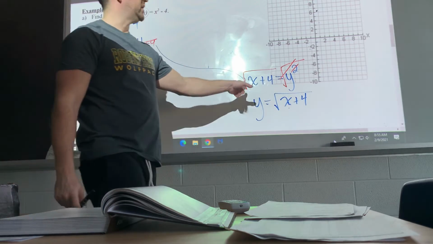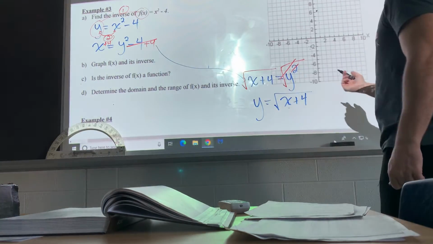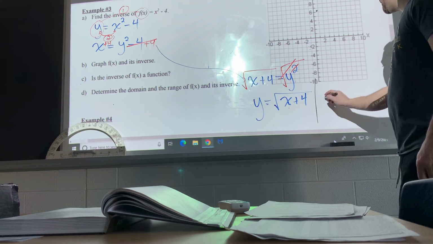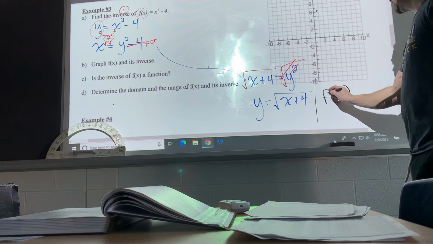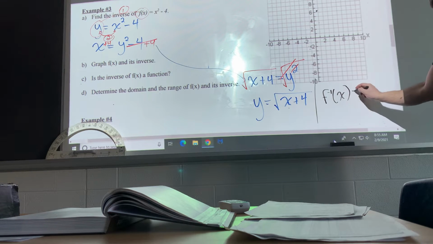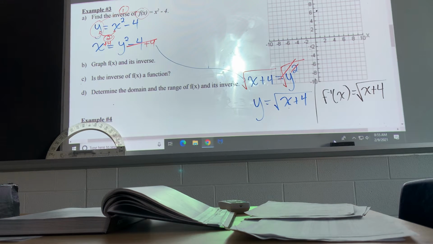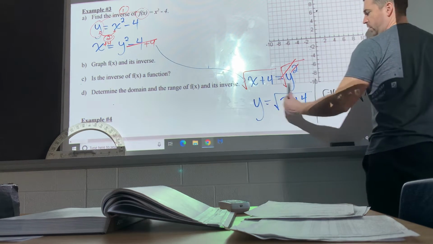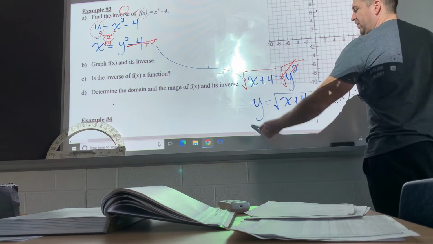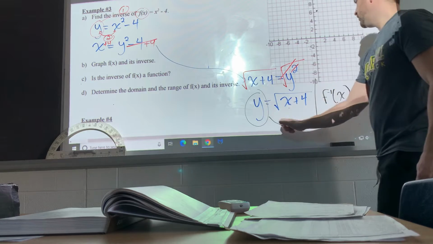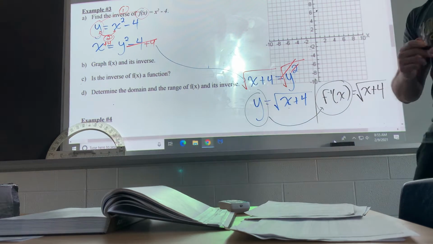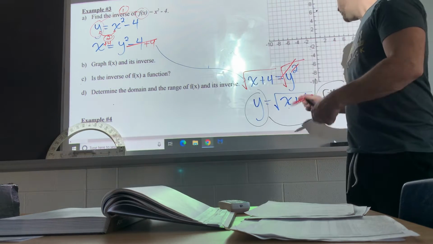So the square root function is the inverse of a square or quadratic. Okay, last step, change the y back into f of x, but now it's the inverse. So f inverse of x equals the square root of x plus 4. Okay, so y equals square root of x plus 4. Now this is the last step, step number 4. Change the y into an f inverse of x.